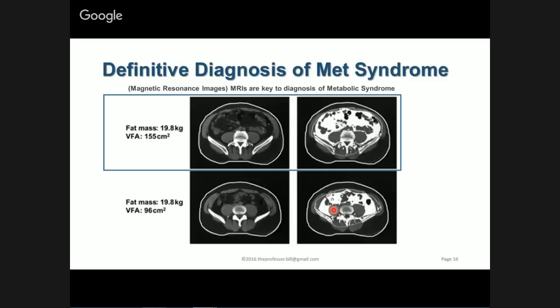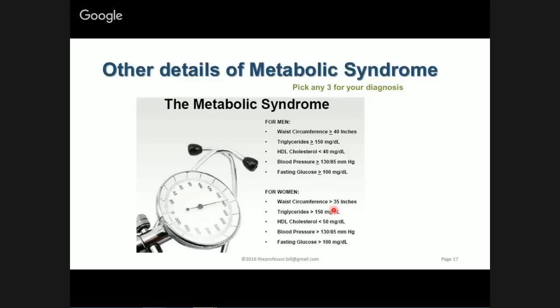So could we tell just on visual inspection? No. Could we tell by using the waist to hip ratio? No. Could we have told by using the BMI? We couldn't. And it's really this type of test that you have to be able to do. So yes, we can still try to do all of these other things, but the MRI is really one of the definitive diagnoses.